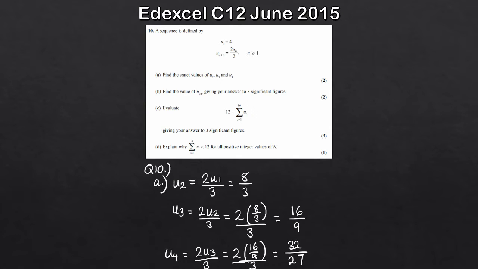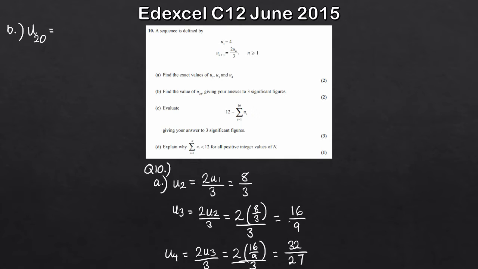Now part B, so we're carrying on with part B up here, we want to find the value of U20. So U20. Well, Edexcel or AQA or whoever your exam board is, they wouldn't expect you to sit there and do this all the way up to U20. So we've got to spot how we can work this out with a quick method. Well, the way we actually do that is by using a geometric series, a geometric progression, right?